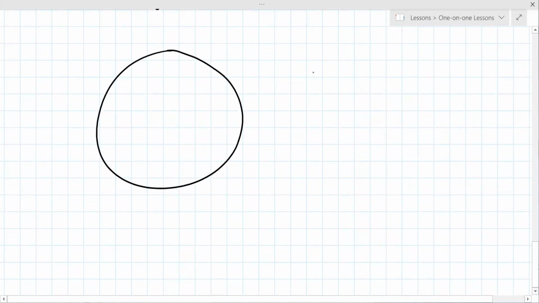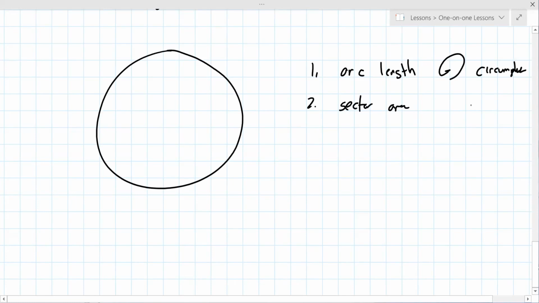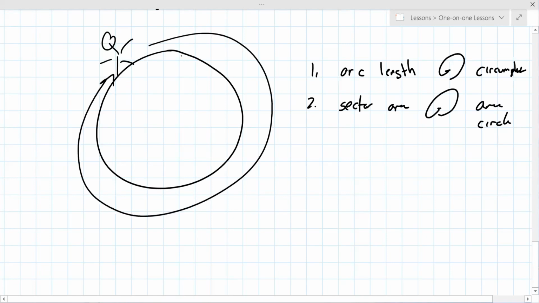And there's really two things you can talk about with circles. One is the arc length. And if you go all the way around, it's the circumference. And then there's the sector area. And if you go all the way around, that's the area of the circle. So we're either asking you to take a walk around, or we're asking you how much is there.